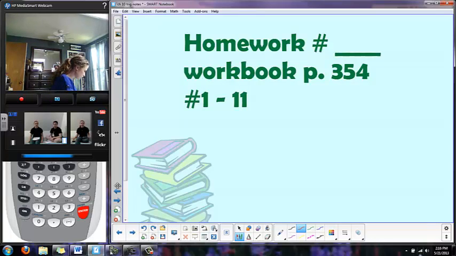Now this is homework number something. 354, 1 through 11. This is homework number 81. So if you could do that and then give it to Abby to hand it to me, that would be fantastic.